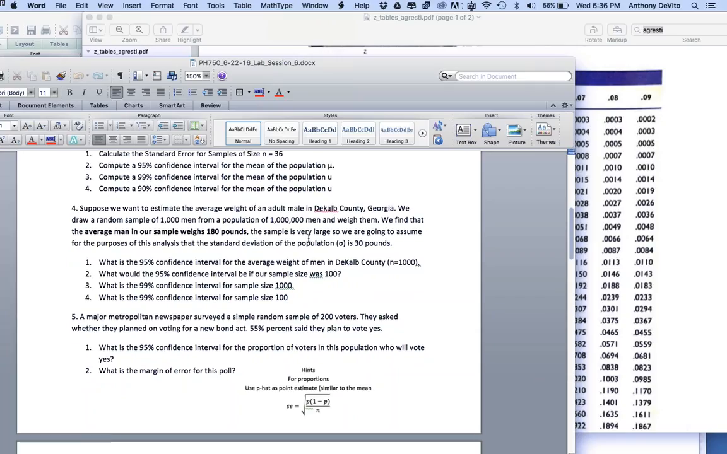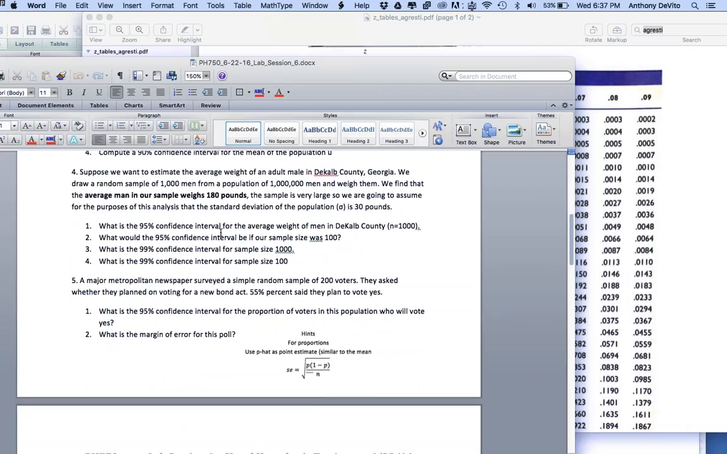Now, what did we do there? We pulled a cute little trick there. This is kind of like a real situation. We don't know the average weight for men in DeKalb County, and we don't know the standard deviation of the weights, sigma, the true population standard deviation. So in order to calculate a mean and a confidence interval, we're going to say that our sample is so big that the standard deviation of the sample is an accurate measure of the standard deviation of the population. So we're going to say that it's equal to 30 pounds.